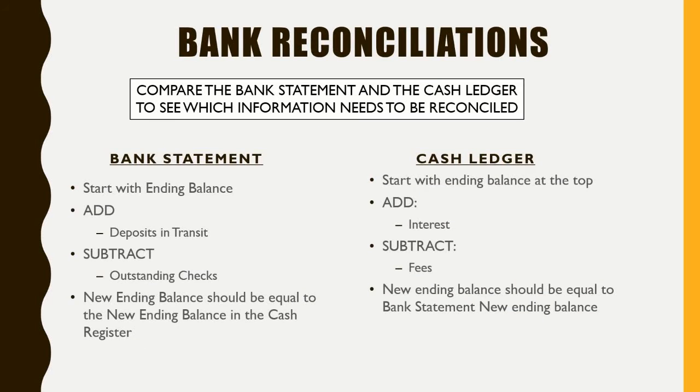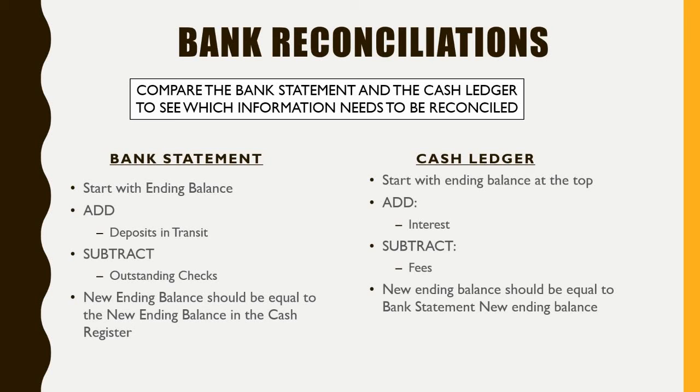Okay. So when we finally receive our bank statement, this is what a bank reconciliation does. It compares the bank statement to what our actual cash ledger says. It allows us to do some checks and balances to make sure that we are on the same page, okay? So how we're going to compare and contrast is we're going to take a look at what the bank knows versus what we know, okay?